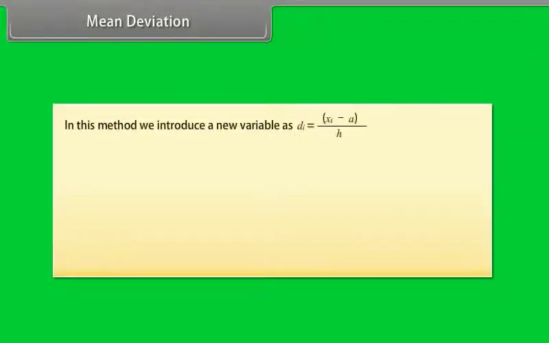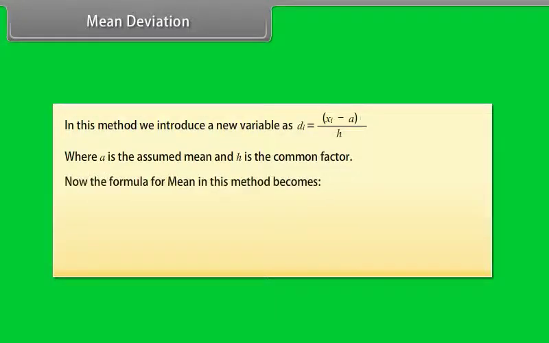Mean deviation. We can calculate the mean deviation about the mean by a shortcut method. In this method, we introduce a new variable as di equals the difference between xi and a, divided by h, where a is the assumed mean and h is the common factor. Now the formula for the mean in this method becomes the assumed mean plus the summation from i equals 1 to n of the product fi and di divided by N, multiplied by h. Let's have an example.